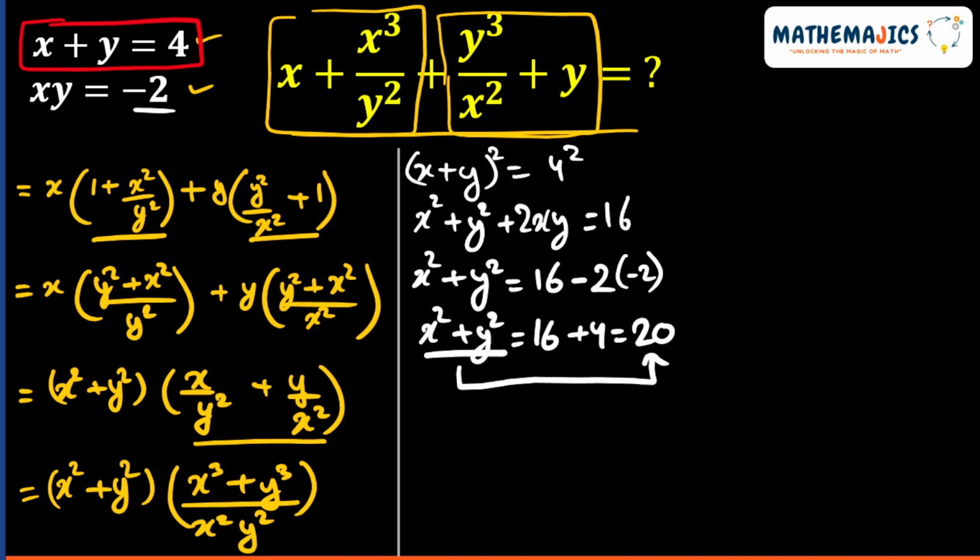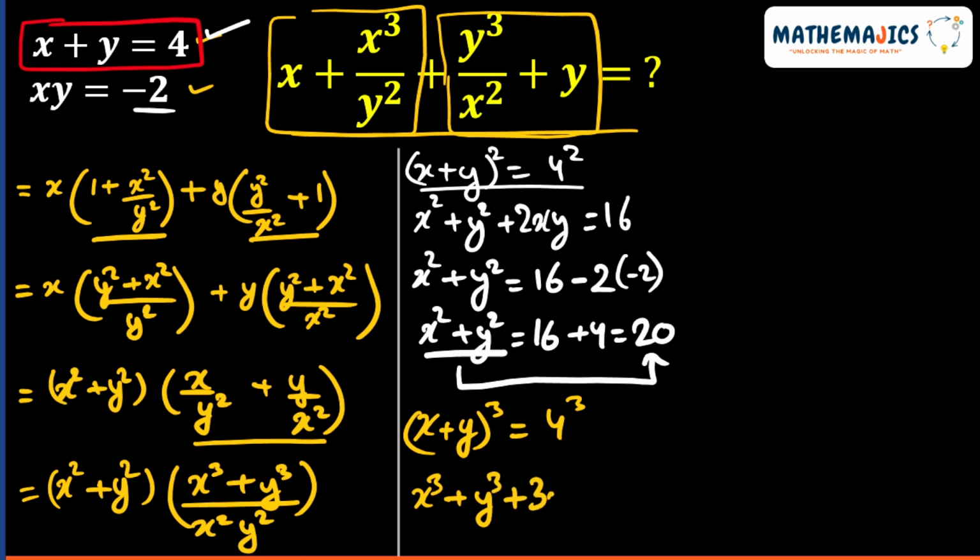Now, similarly, we will be doing the cube of the first equation. As we have done square here, we will be doing cube now. So let's do the cube of the first equation. X plus y whole cube is equal to 4 cube. This gives us x cube plus y cube plus 3xy times x plus y is equal to 64. After this step, let's see what happens.